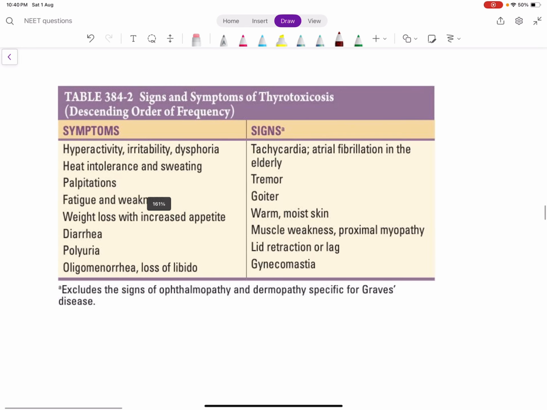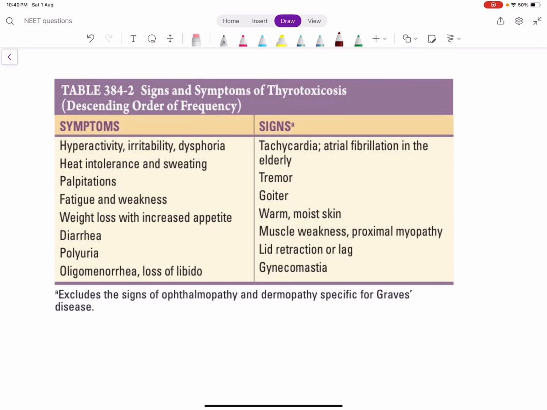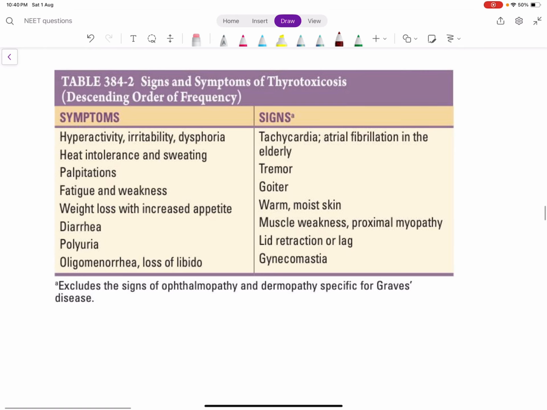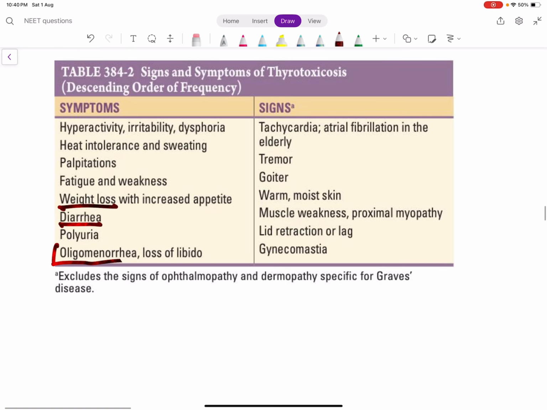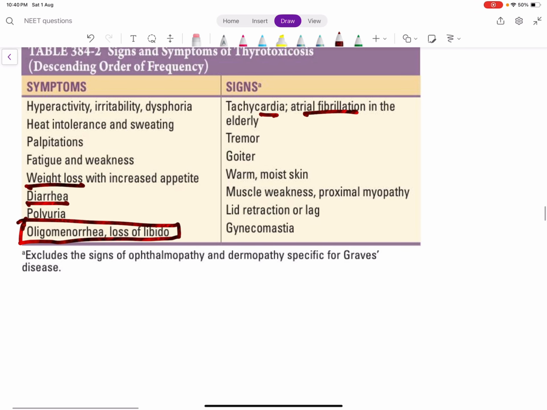So what are the signs and symptoms of thyrotoxicosis? Opposite to that of hypothyroidism. There can be diarrhea, there can be weight loss, and there is oligomenorrhea here. Please remember. The signs we know: tachycardia, atrial fibrillation can occur, tremor, goiter.